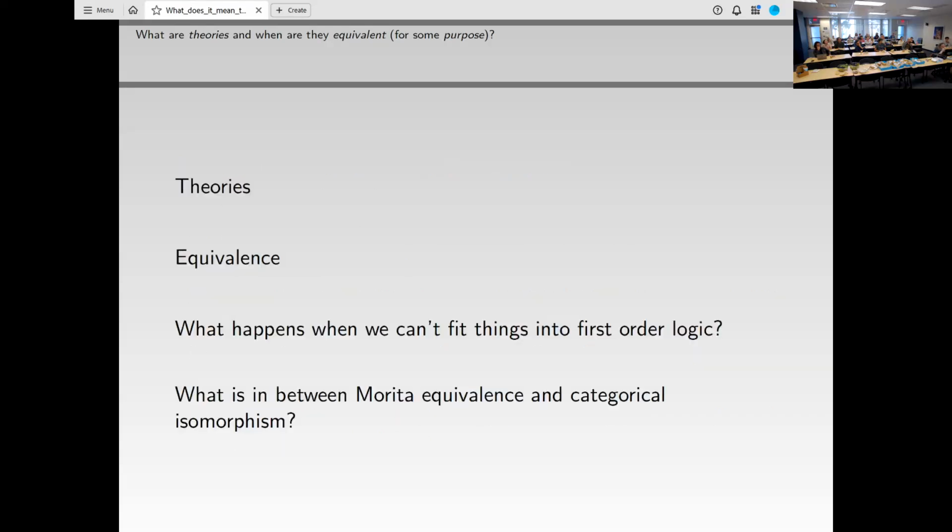All right, so here's the kind of map. We're going to talk about what a theory is. This will be a bit of exposition to try and warm us up on how equivalence works. And then I'm going to ask these two questions, which probably don't mean too much yet. So these are interesting questions that I'm mucking around with at the moment.